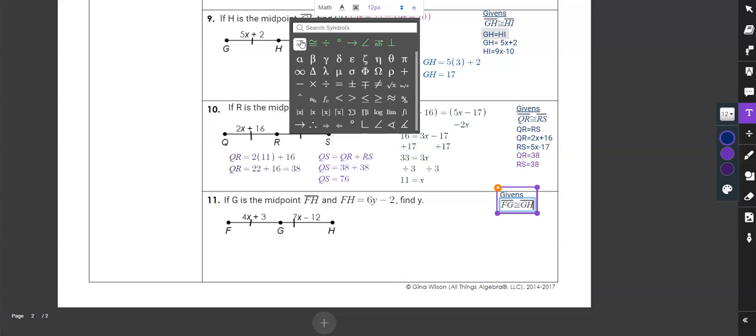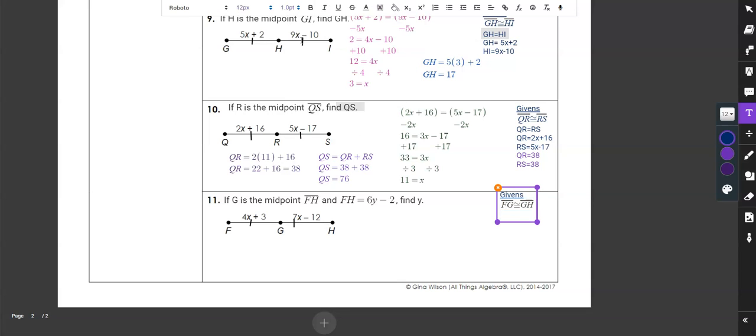I gotta start paying attention. All right, which means that FG is equal to GH. We also know that FH is equal to FG plus GH. Alrighty.